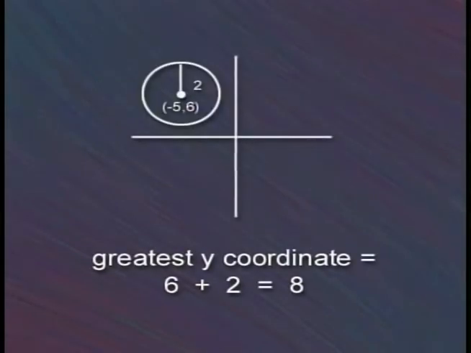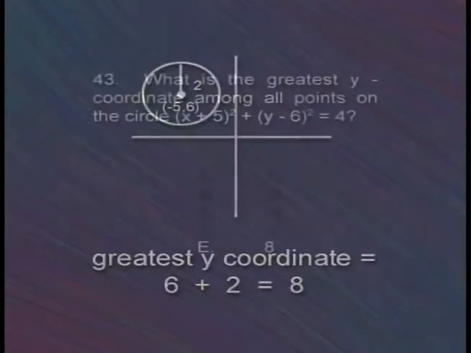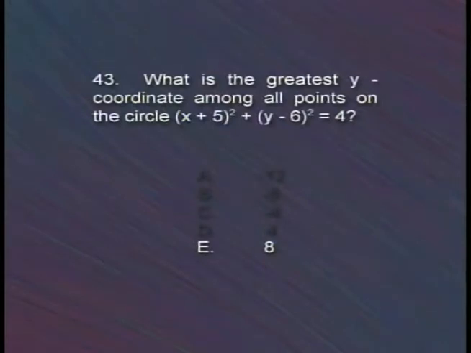The problem wants us to solve for the greatest y-coordinate on this circle. If we sketch the circle and draw a radius from the center parallel to the y-axis, we can see that the greatest y-coordinate is a distance of 2 from the center of the circle. This y-coordinate has a value of 6 plus 2, or 8. The correct answer is E.